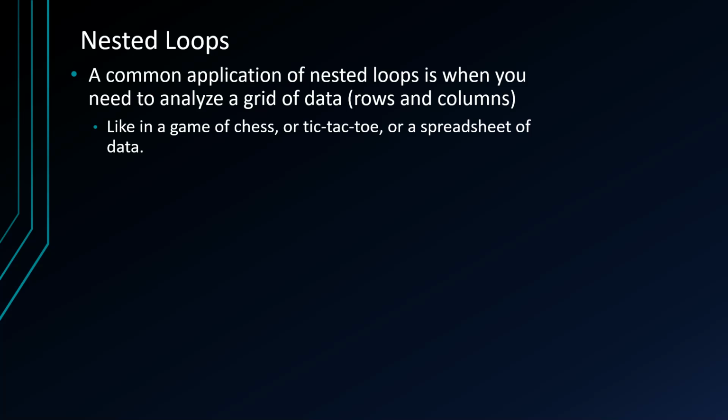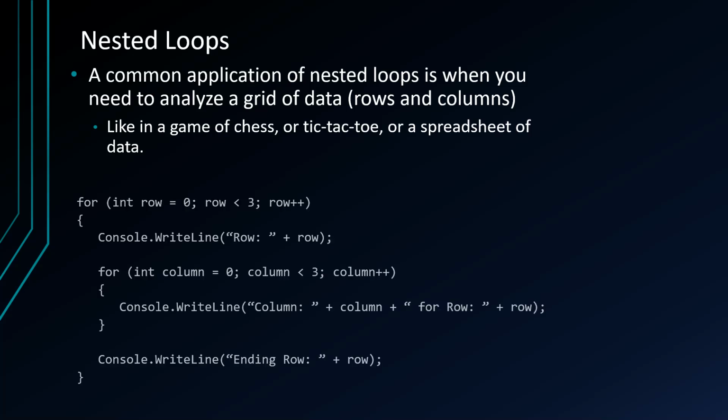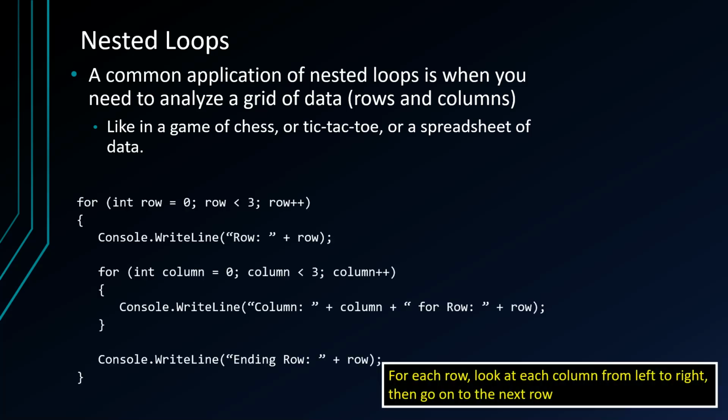Quite a bit. A common application of nested loops, probably the most common, is when you need to analyze a grid of data, something based on rows and columns. Like a game of chess or tic-tac-toe, or a spreadsheet of data, anything that relies on rows and columns. It's pretty straightforward. Imagine we had a 3 by 3 grid, like a tic-tac-toe board. I might create a for loop that looks like this.